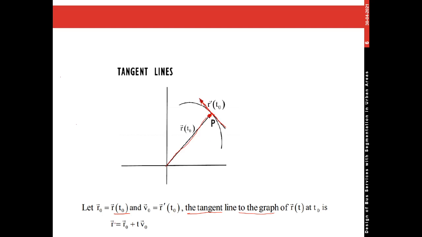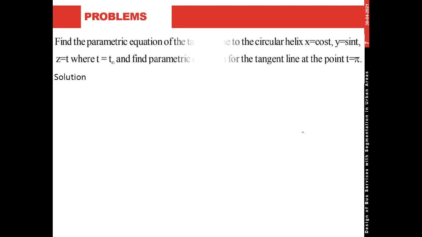So the vector equation of a tangent line to the graph r of t is r equal to r naught plus t v naught, where v naught is equal to r dash of t naught. So this is the vector equation for a tangent line at a point. So that is very important. So now we will do a problem.